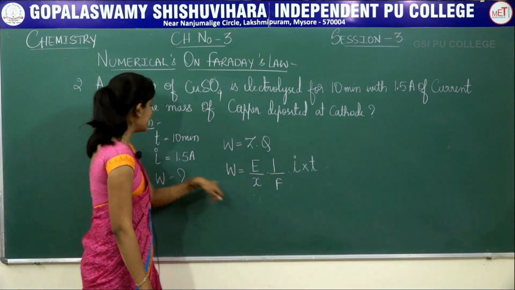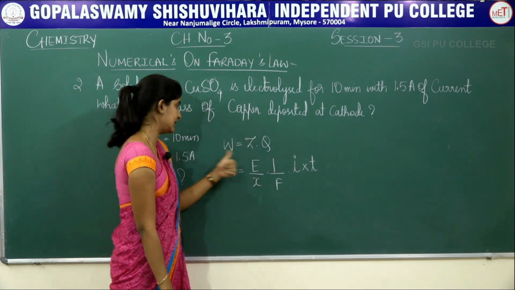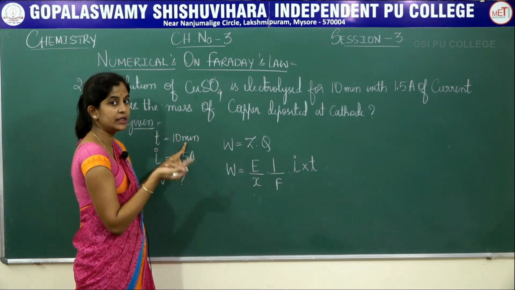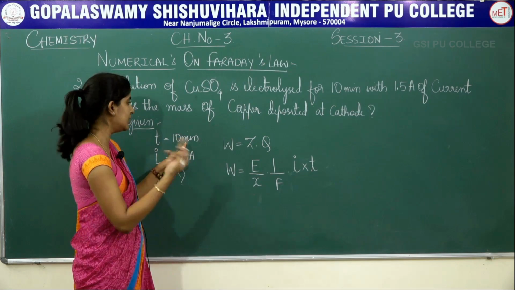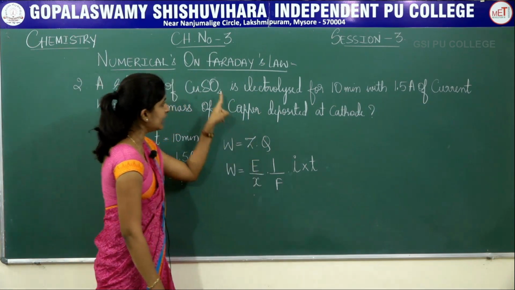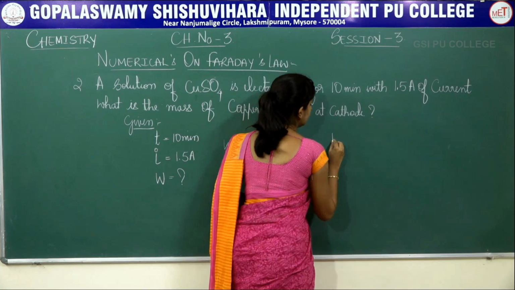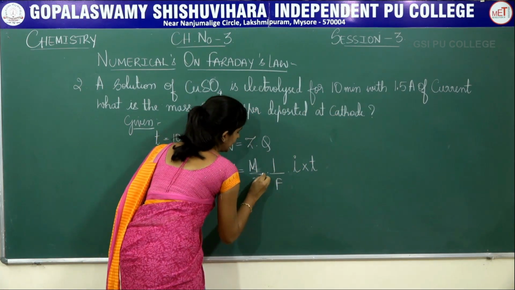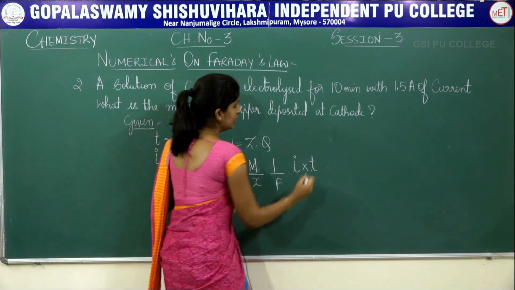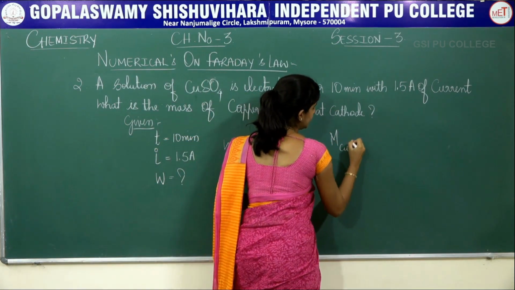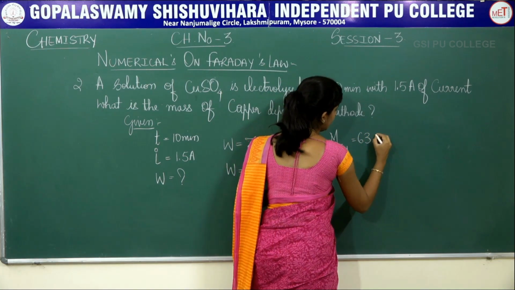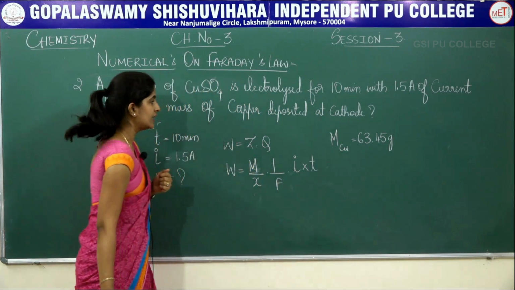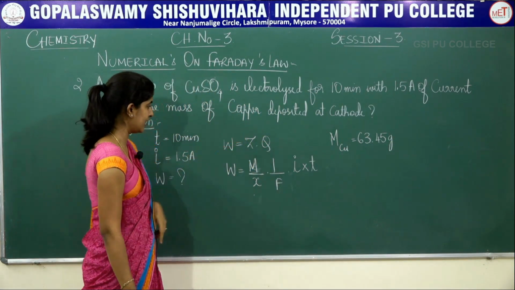I is given, it is 1.5 amperes, and I should be in amperes, it is correct. T is given in minutes, convert it into seconds, that is 10 minutes into 60. So E, equivalent weight of copper, sorry, here it is molar mass, molecular mass by X. The molecular mass of copper is 63.45 grams.